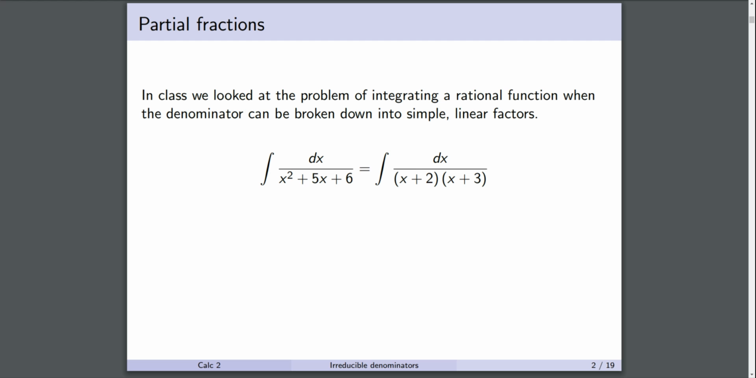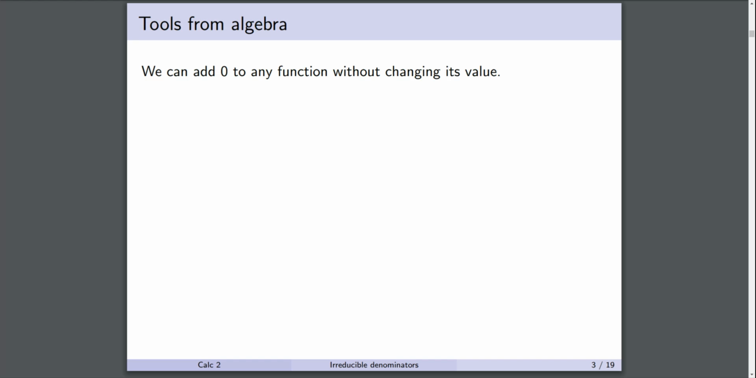Unfortunately, this type of factoring is not always possible, so we have some rational functions where the denominator does not factor. Here's one example. If you use the quadratic formula, then you'll see that the roots of this equation are actually complex numbers. And so it's not possible to factor it unless we want to use the number i. And we're not going to do that in this class. It's still possible to integrate a function that has a denominator like this, but we're going to need a new approach. Before we get into the details, I want to review some ideas from algebra.